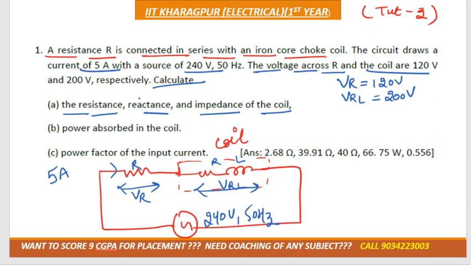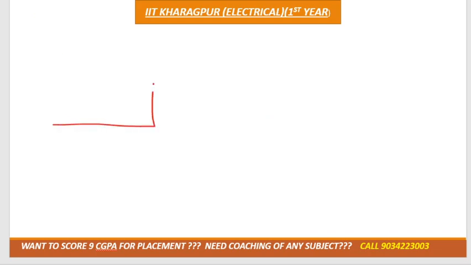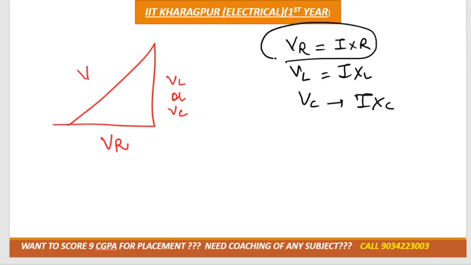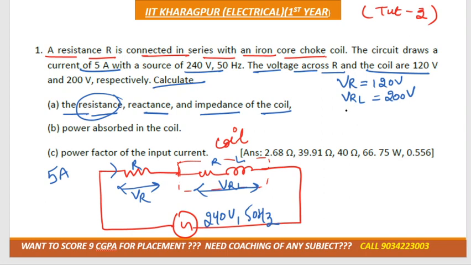We don't know the value of resistance. First of all, if you remember, I told you about the voltage triangle. Here it would be VR, VL and V. The formula for VR is I into R, the formula for VL is I into XL, and the formula for VC is I into XC. So we'll use this formula, VR is equal to I multiplied by R. VR is how much? Tell me.